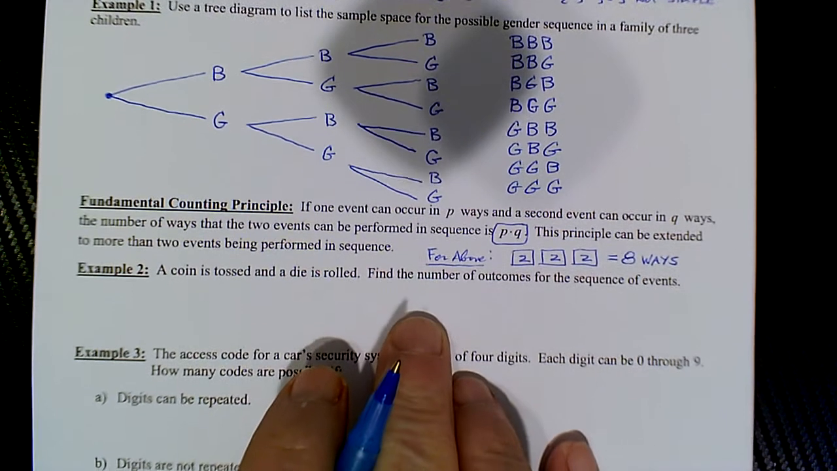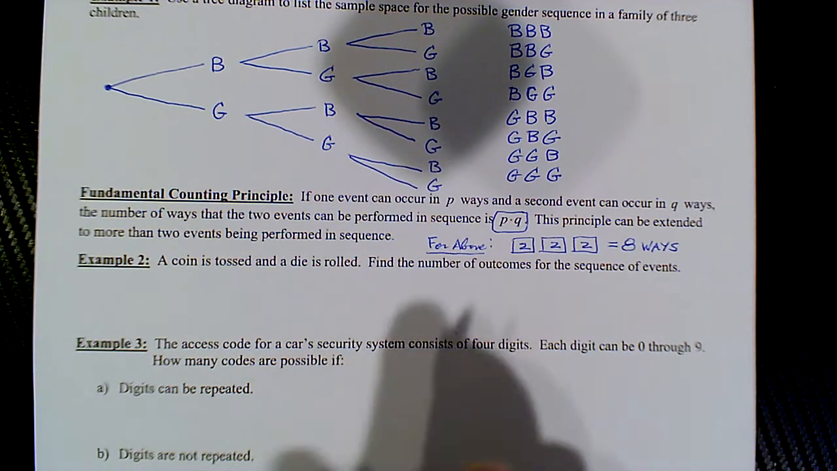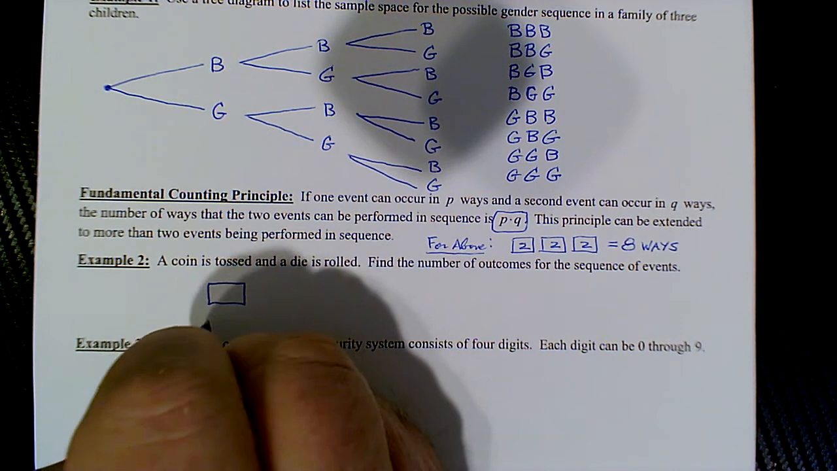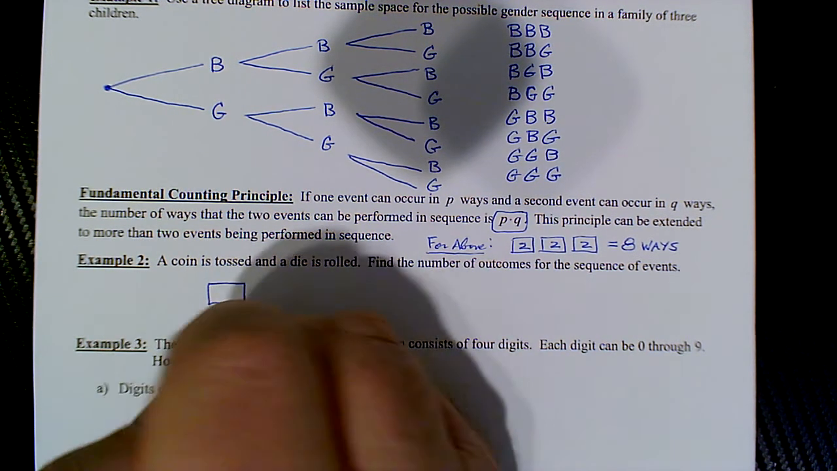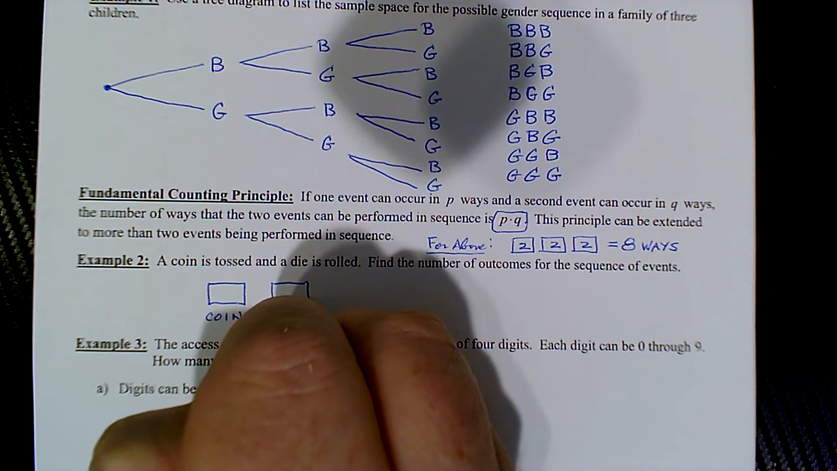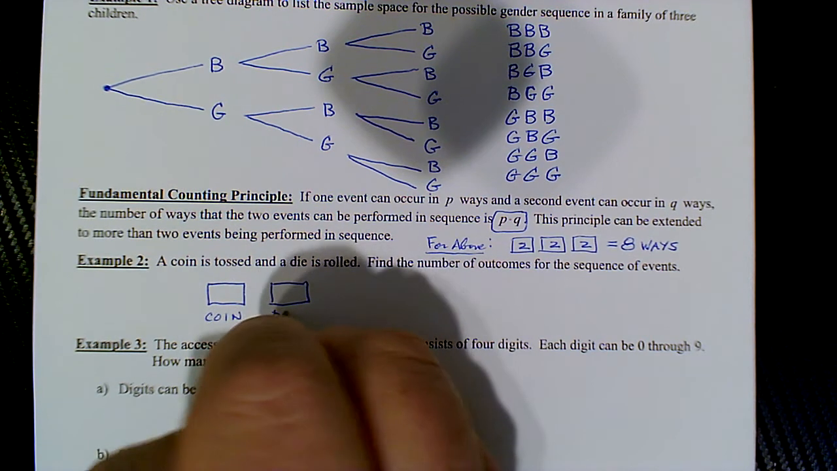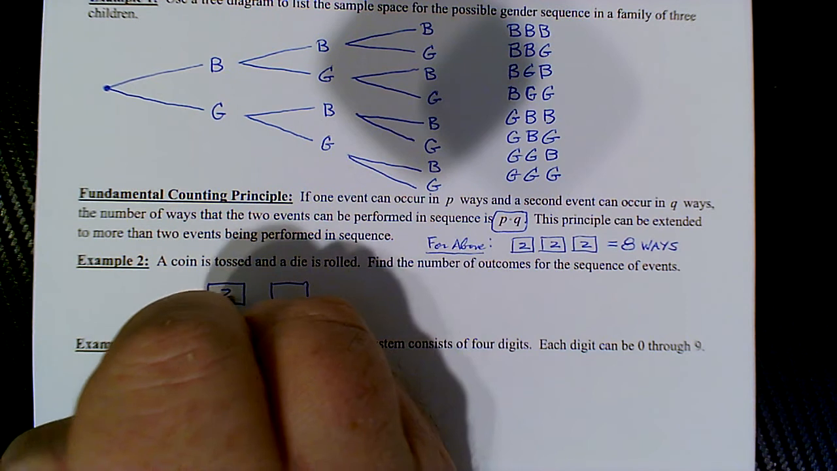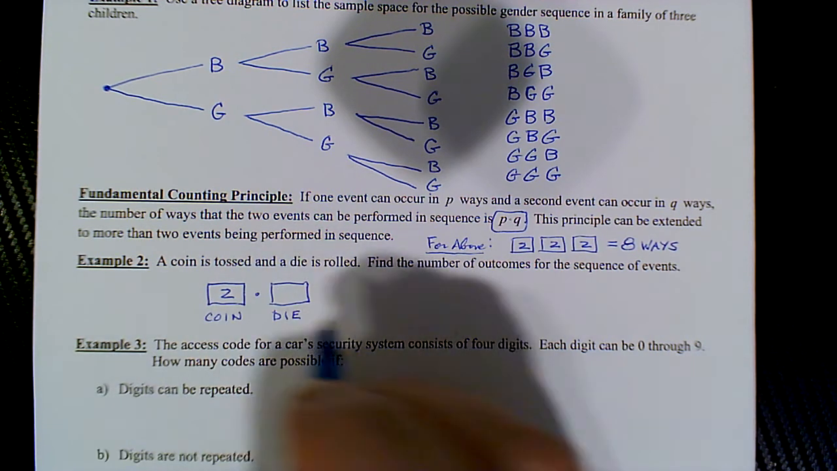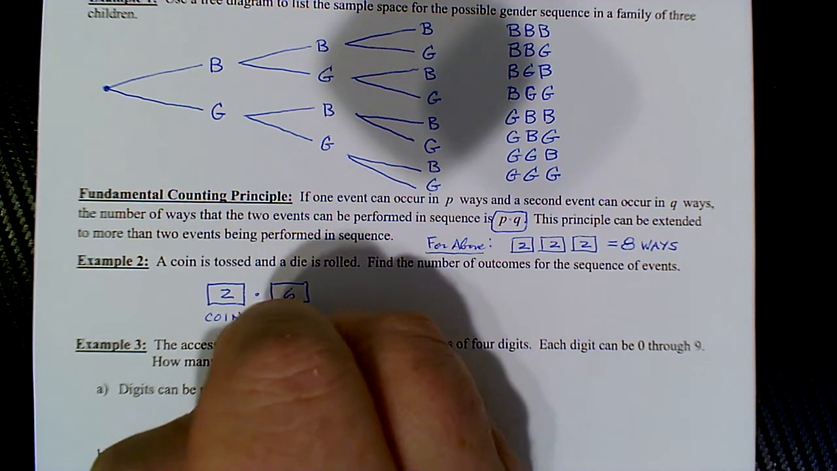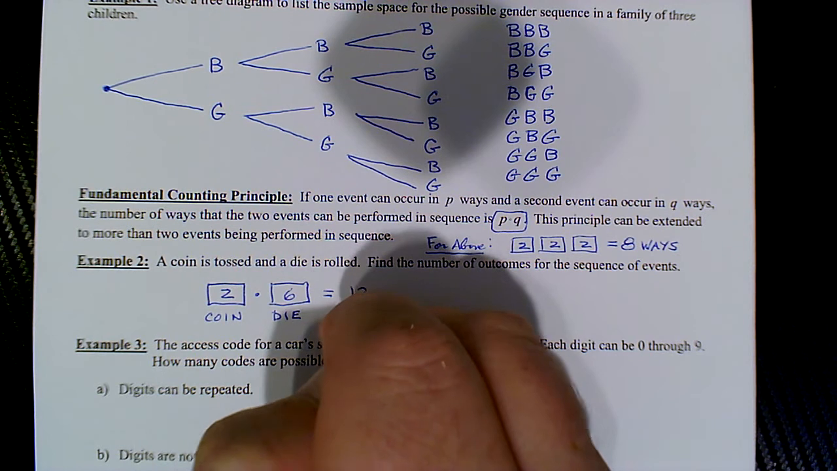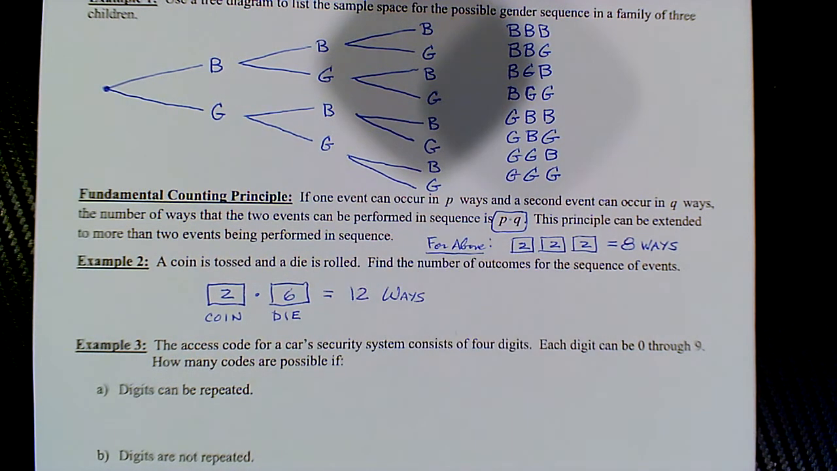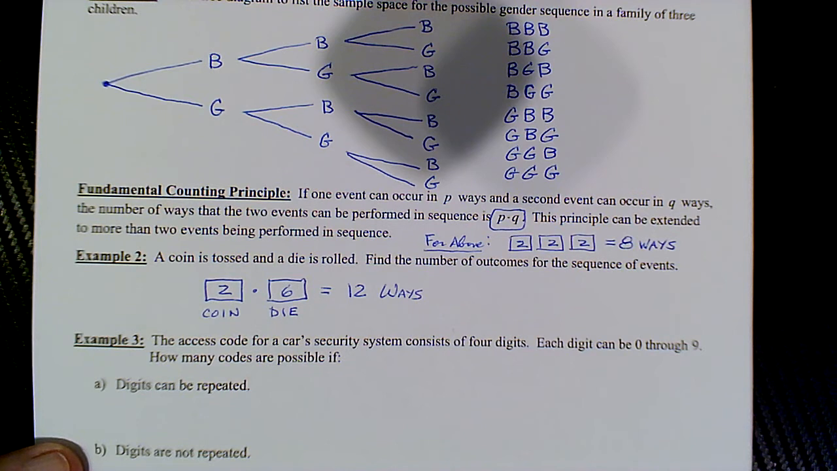Okay, so here's the second example. Toss a coin, roll the die. Let's say the first box represents the coin. Second box represents the die. There's 2 outcomes for the coin. Okay, and these are going to be multiplied by 6 outcomes for the die. And so we get 12 ways, or 12 outcomes.